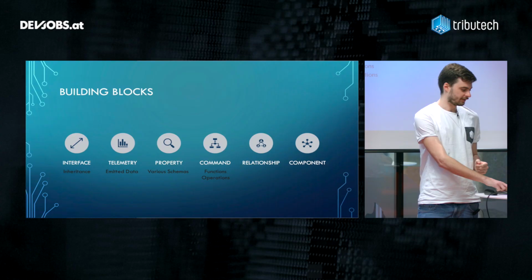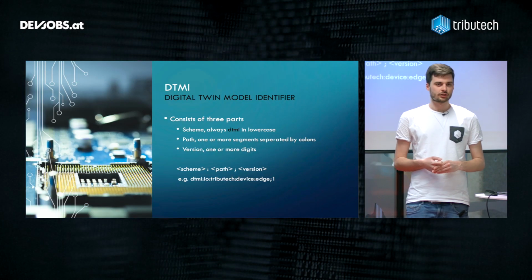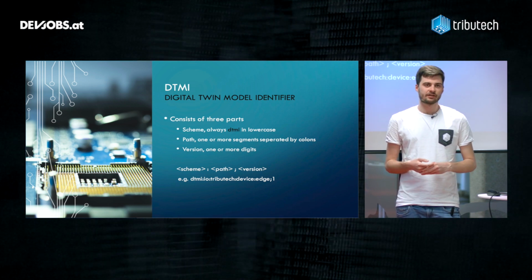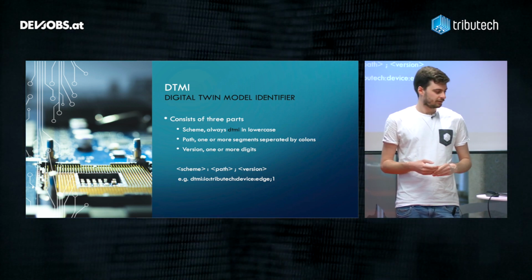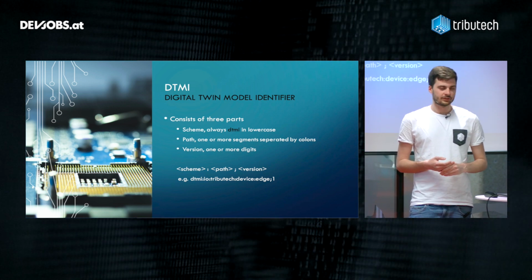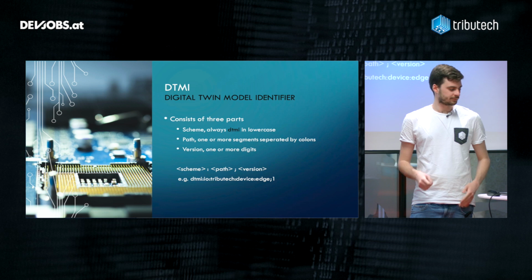Once we have created one of these models, we also want to have a unique identifier for the whole thing. And generating a UUID would be way too simple, and it would not be really human readable. So for that we have DTMI, a Digital Twin Model Identifier. This model identifier basically consists out of 3 parts. The first part is the scheme. So in this case it's DTMI always.